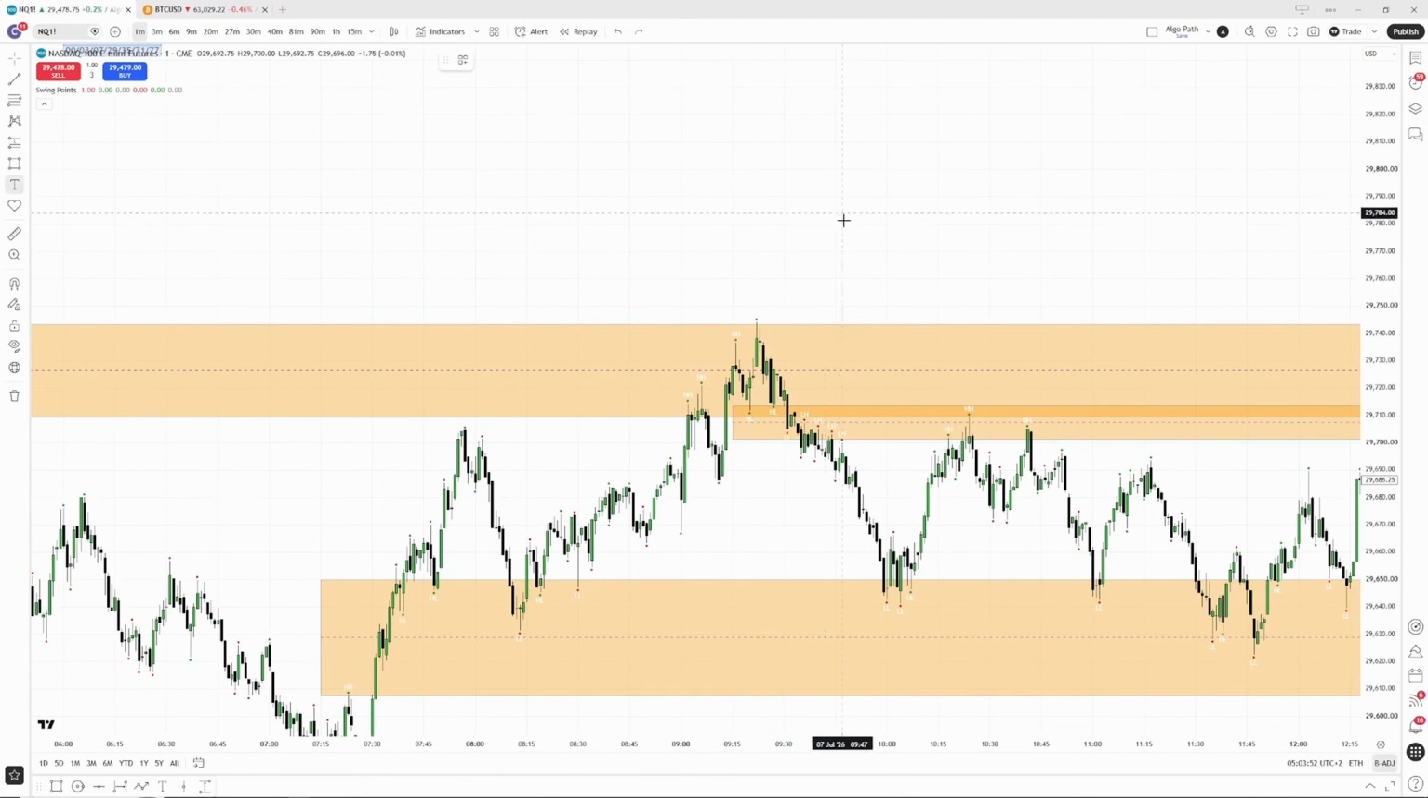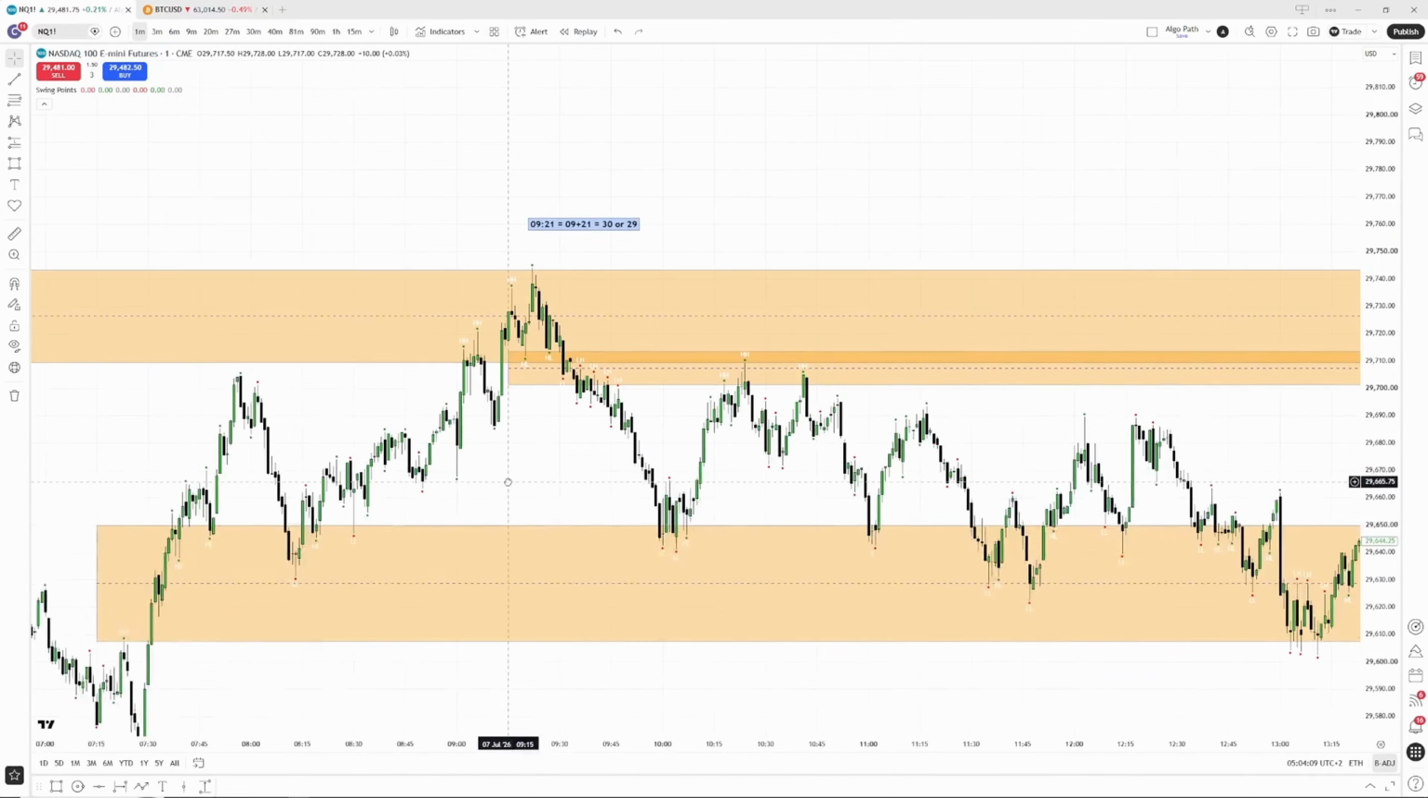So here addition can be used. I don't know if the market uses addition, but if it does, then we can say 9 plus 21 is 30 or 29. Now if you don't want to consider addition, then we would not take this trade. Then we come into this FEG.